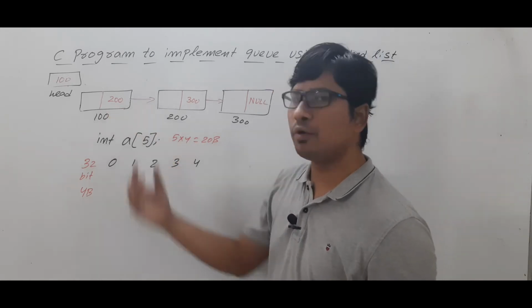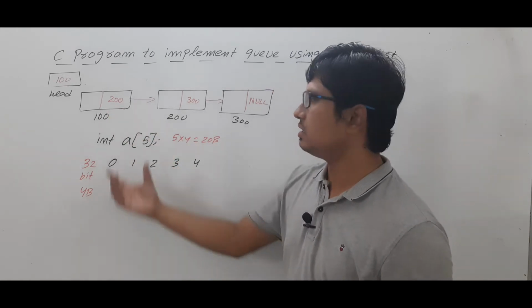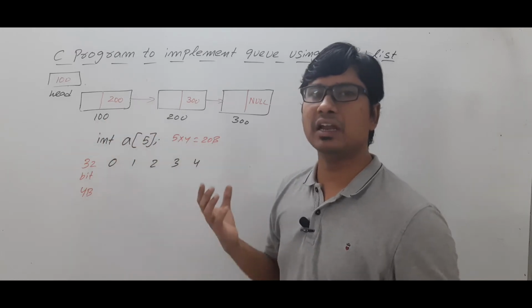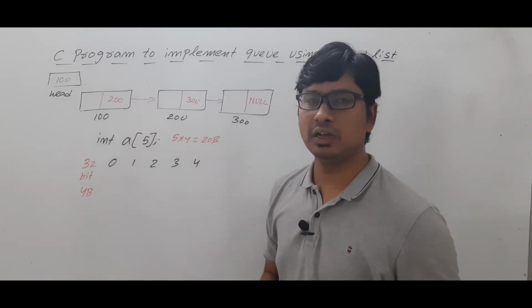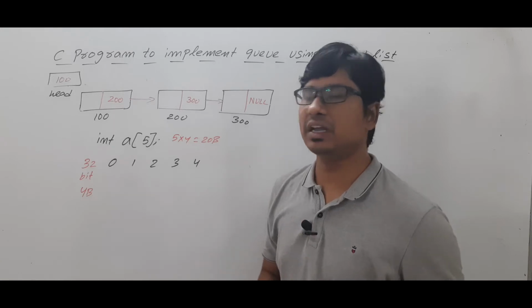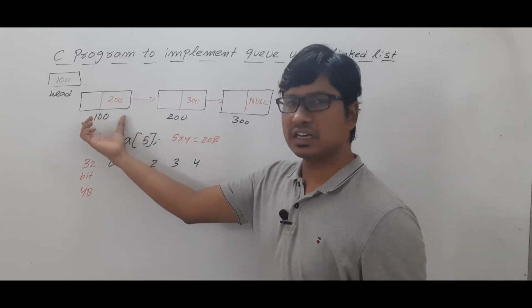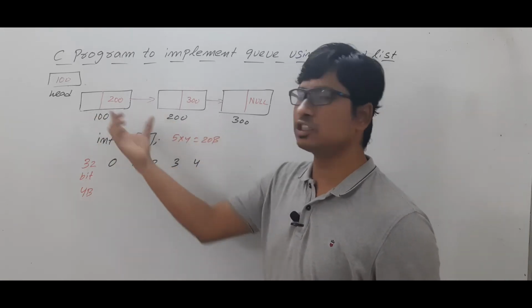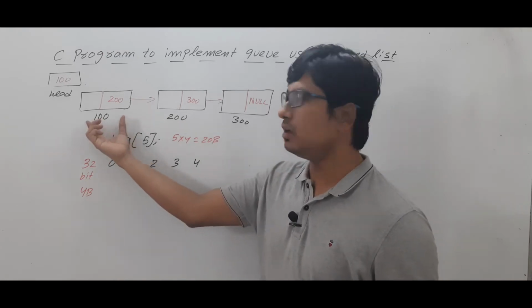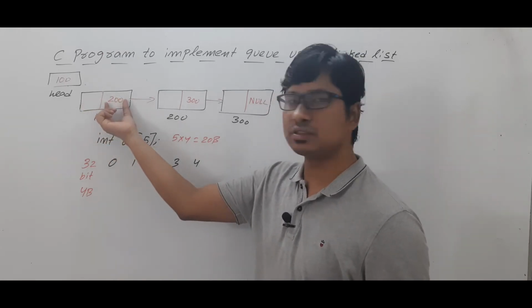Now let me give an overview of the single linked list. In the single linked list, the memory is allocated dynamically, so it does runtime memory allocation. A single linked list has a collection of nodes. A node has the data and the address of the next node.